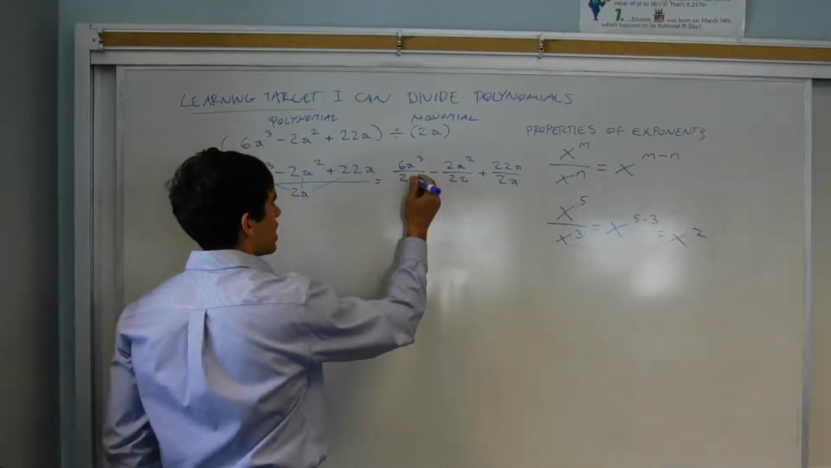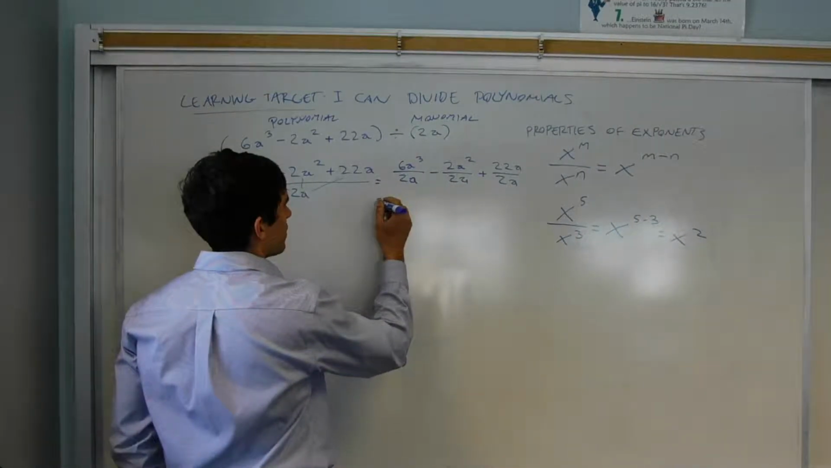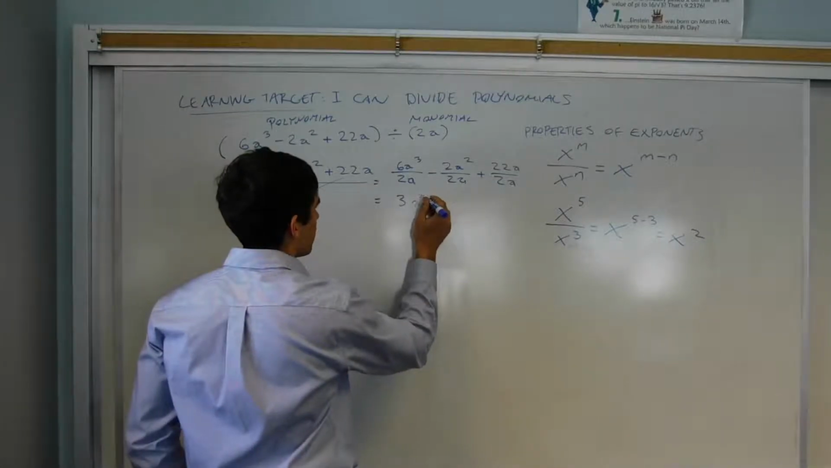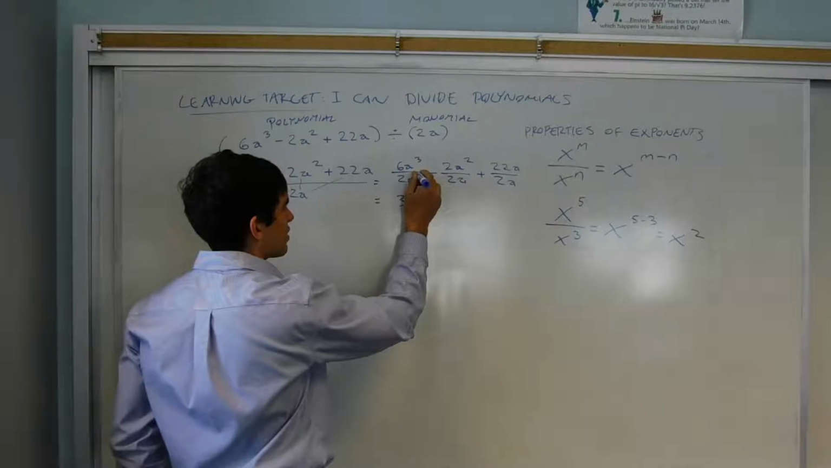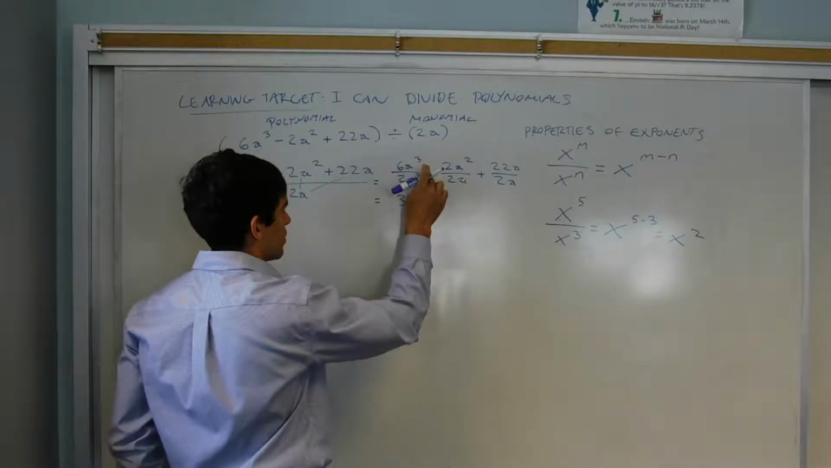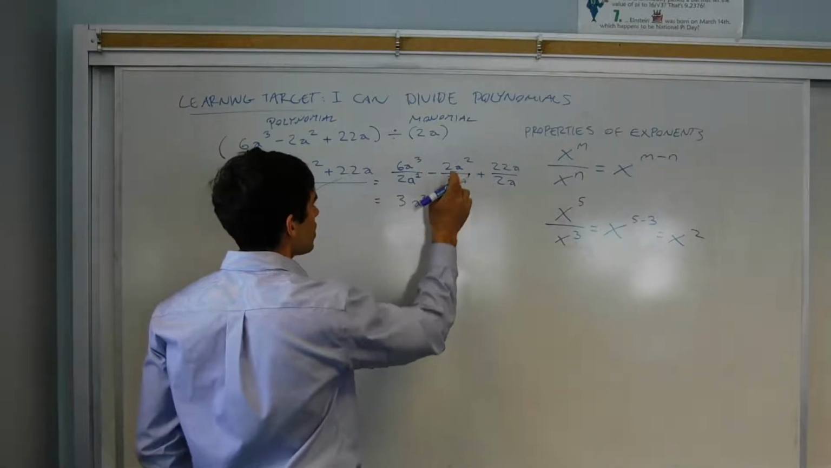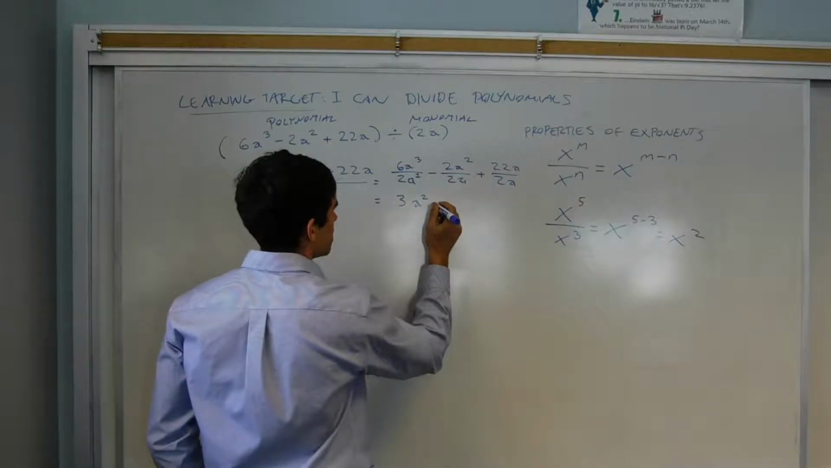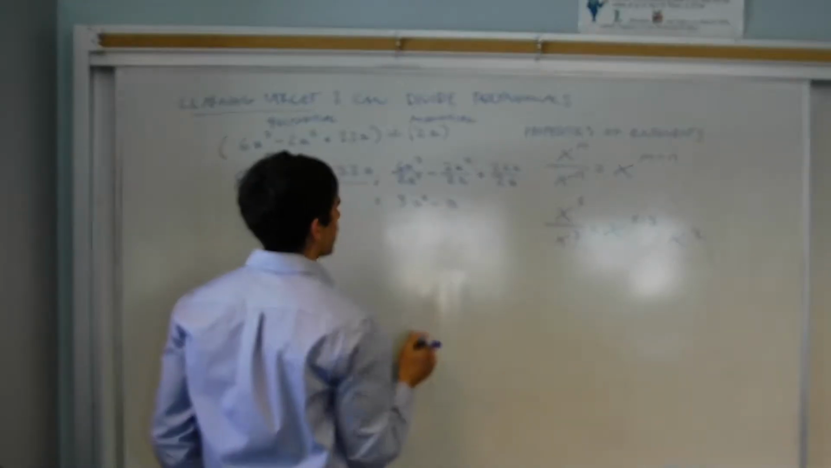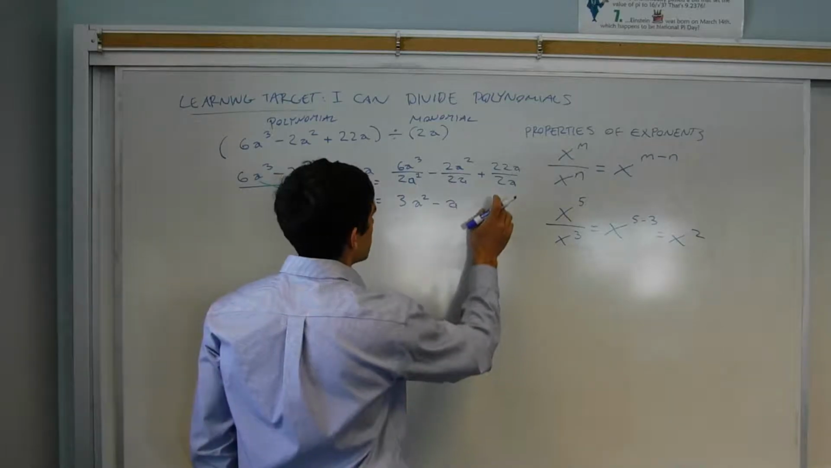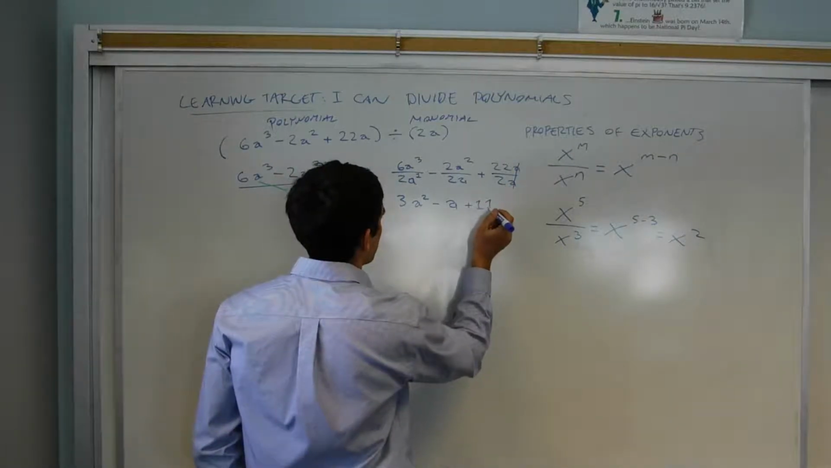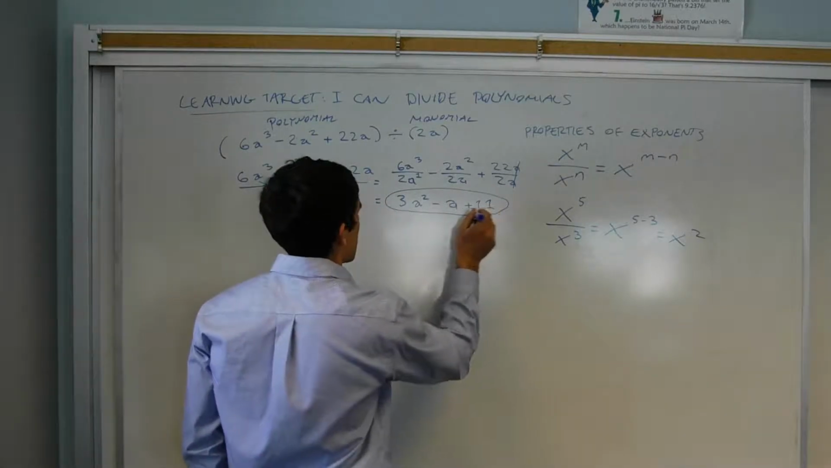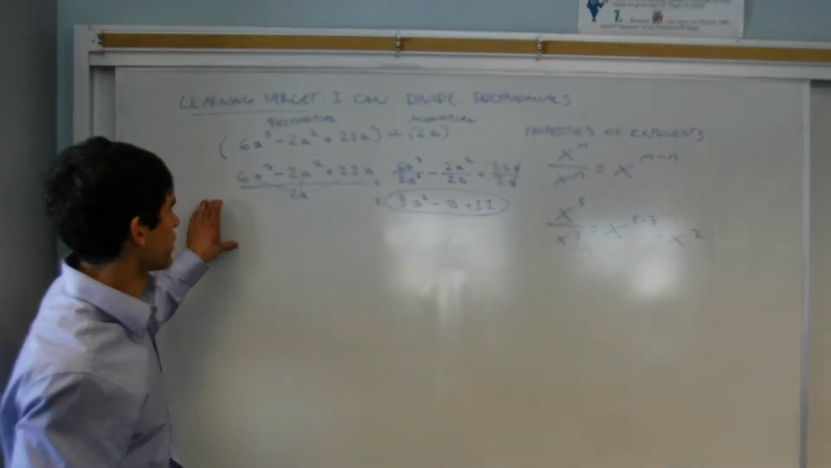So 6a to the third divided by 2a is equal to 3a squared, because anytime we have just an a, it's implied that there's a 1 here. So 3 minus 1 is equal to 2. 2a squared divided by 2a is just equal to 1a. And 22a divided by 2a, the a's will cancel and we'll get plus 11. So this is the answer to our division.